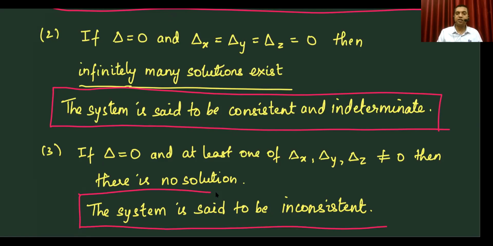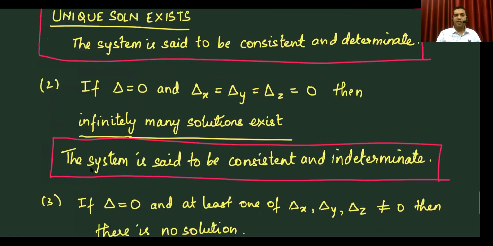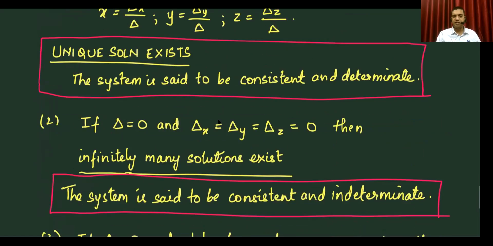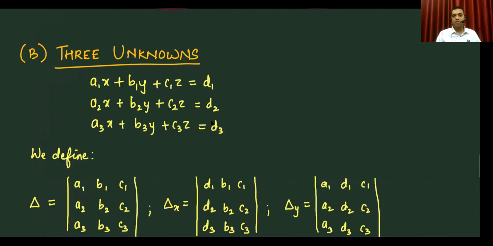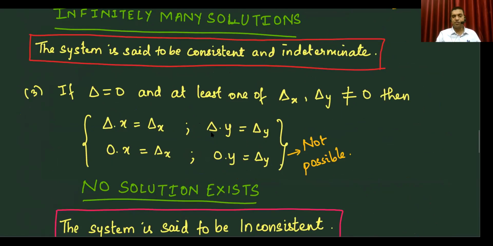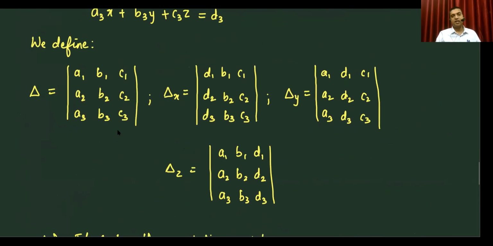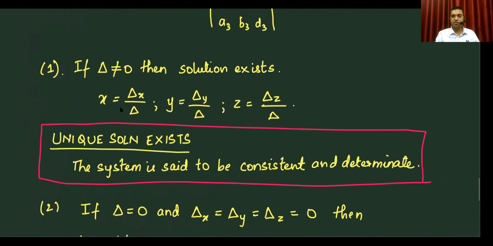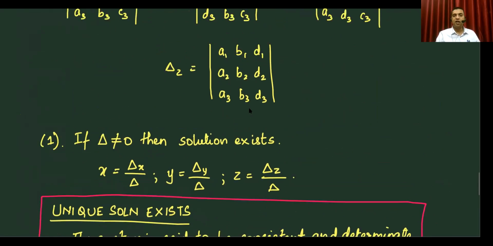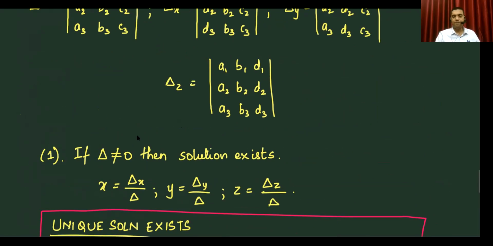So this method of solving equations is called Cramer's method. You can see by this logic, we showed it for two unknowns. We solved and showed it. For the three unknowns case, you can show that the solution will be delta x by delta, delta y by delta, delta z by delta. The calculations will be very long.